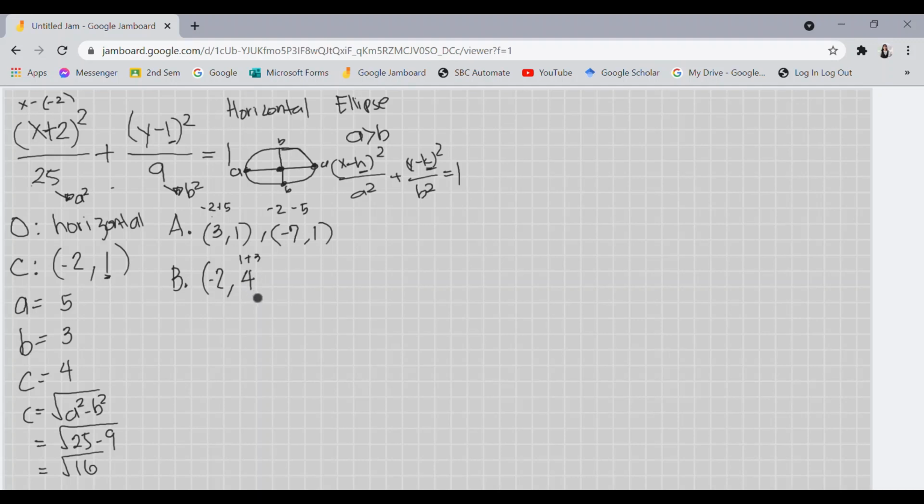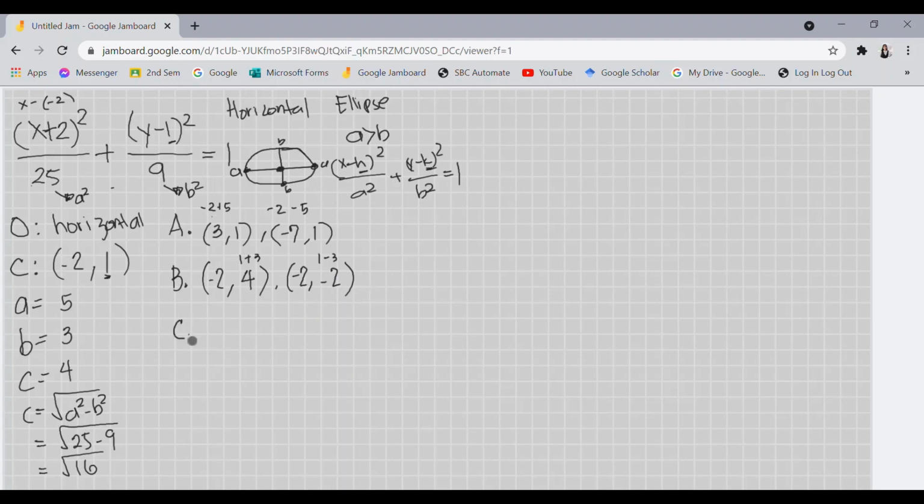That gives us negative 2, 4. And then the other coordinate, pababa, from negative 2, 1, same x-coordinate, and then 1 minus 3 naman siya. So, that is negative 2. So, we have negative 2, 4, and negative 2, negative 2 for your co-vertices.